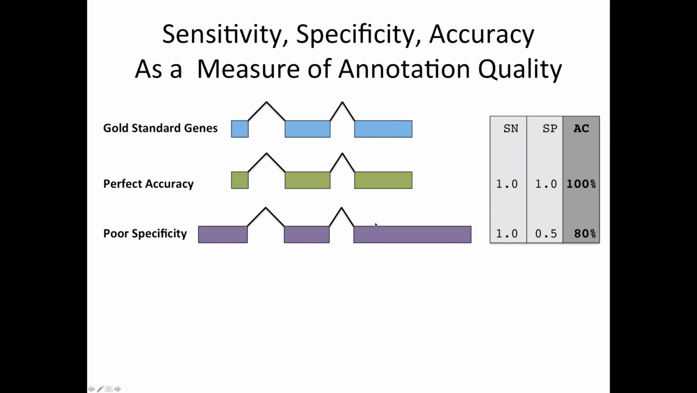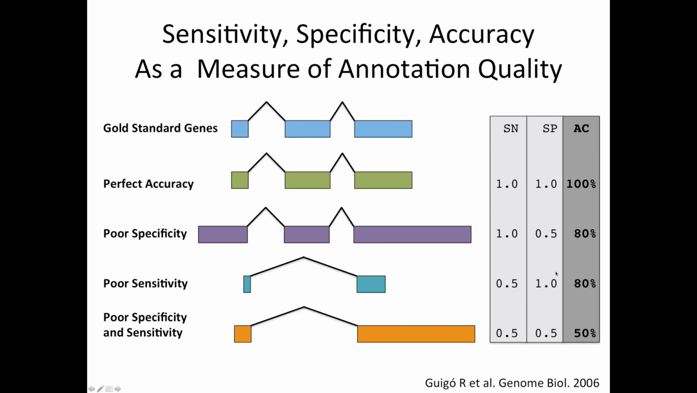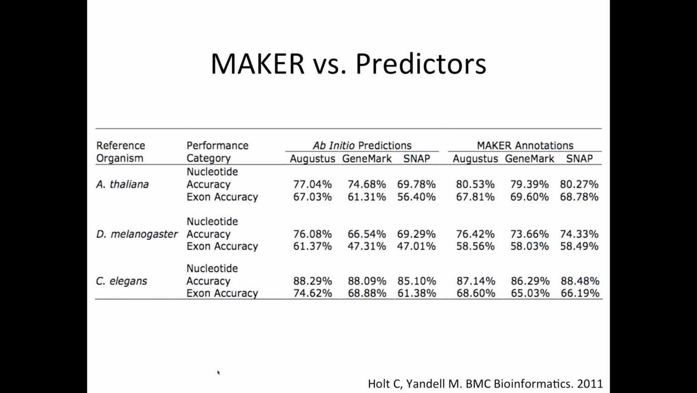We can do perfectly accurate sensitivity, so we've captured all of the blue areas, but we've over-predicted, and so our specificity suffers, and so our annotation accuracy has suffered as well. Likewise, we can do poor sensitivity by only predicting a little bit, and we don't predict anything that shouldn't be predicted, but we haven't predicted everything that should be, and our accuracy suffers. Or we can do both, and we can get it wrong both ways. And these kinds of metrics, these sensitivity, specificity, and accuracy metrics, have been used for a long time in the genome annotation community to measure how well annotation sets do.